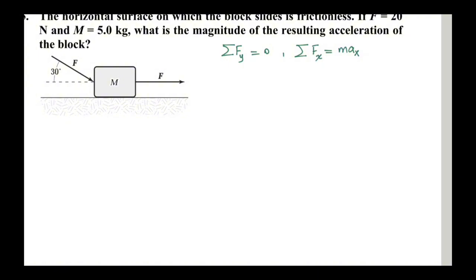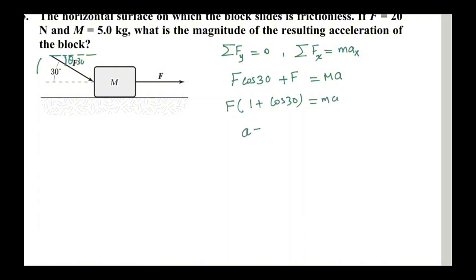And let's analyze forces on x. We have here F and we have F. Remember, we're taking the angle with the tail, not with the head. So this is theta, which is 30 in this case. F cosine 30 plus F is equal to ma. F in this case, 1 plus cosine 30 equal to ma.